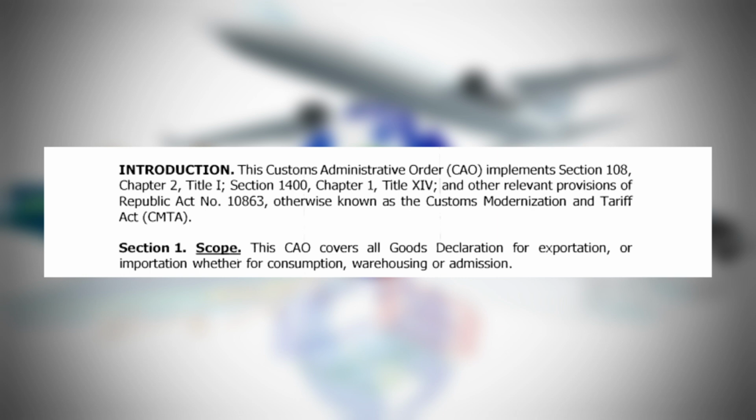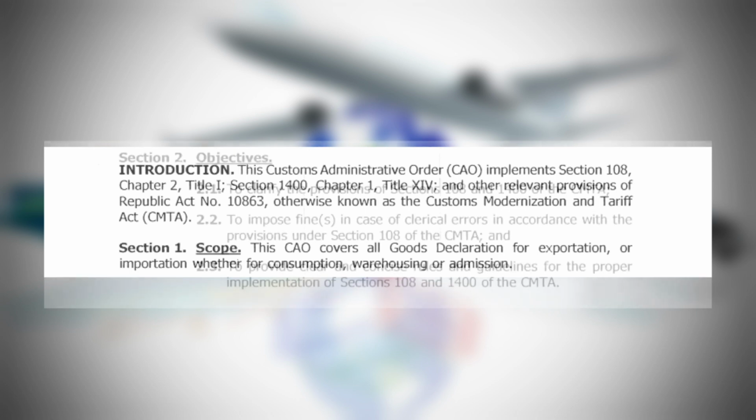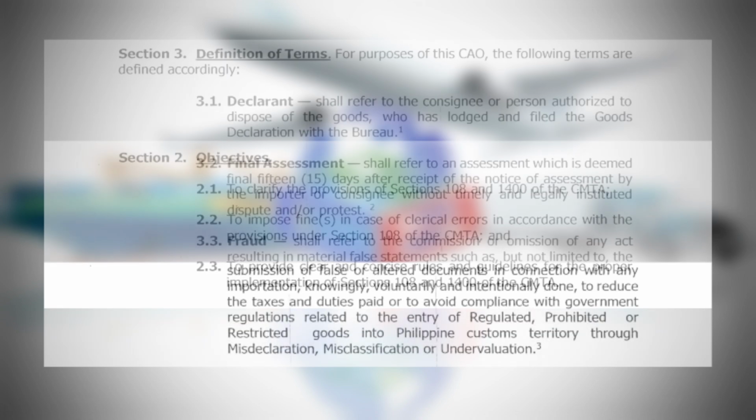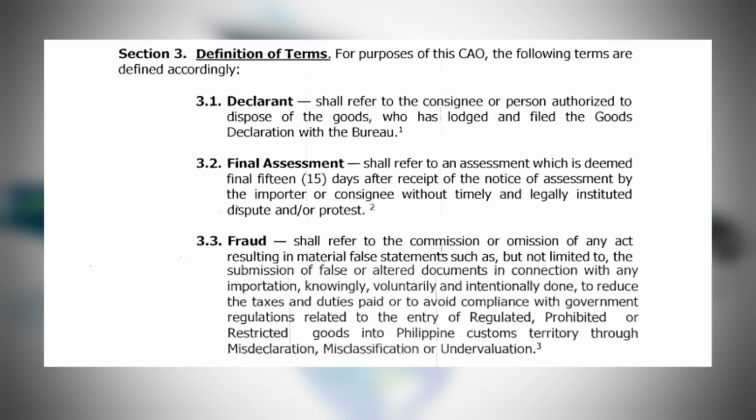Section 1. Scope. This CAO covers all goods declaration for exportation or importation, whether for consumption, warehousing, or admission. Section 2. Objectives. 2.1 To clarify the provisions of Sections 108 and 1400 of the CMTA. 2.2 To impose fine, in case of clerical errors in accordance with the provisions under Section 108 of the CMTA, and 2.3 To provide clear and concise rules and guidelines for the proper implementation of Sections 108 and 1400 of the CMTA.